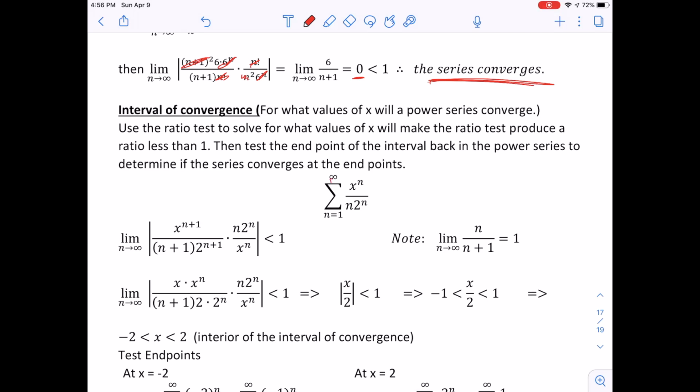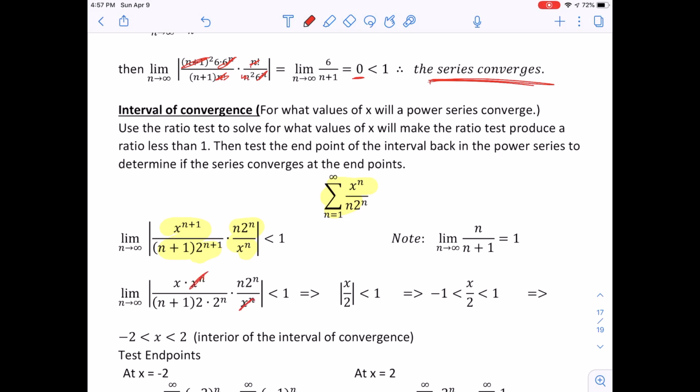All right, so if I'm going to find the interval of convergence of this series right here, I'm going to take the n plus 1 term over the nth term. And so again, multiply by the reciprocal. I'm going to simplify it the same way I did, where x to the n plus 1 is really x times x to the n. And that allows me to reduce out these x to the n's.